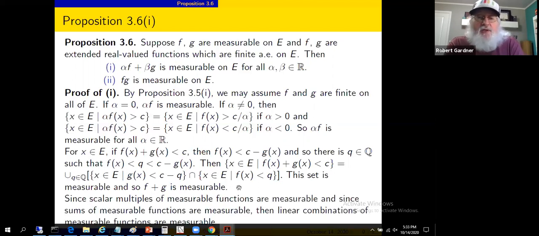Okay, so that takes care of the scalar multiplication up here, the alpha f part, and down here, the vector addition, if you will. And combining those two, we get the linear combination stuff. So we dealt with those separately, but linear combinations we now have of measurable functions are measurable. On to the product of measurable functions.